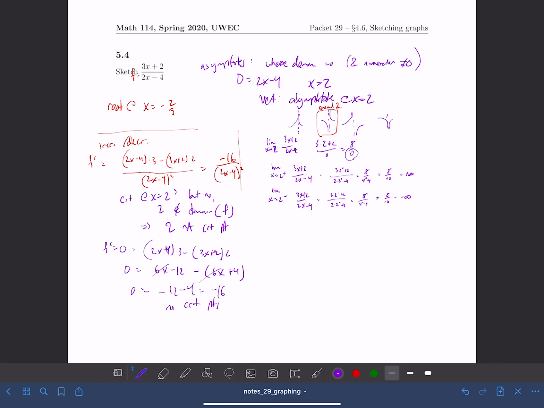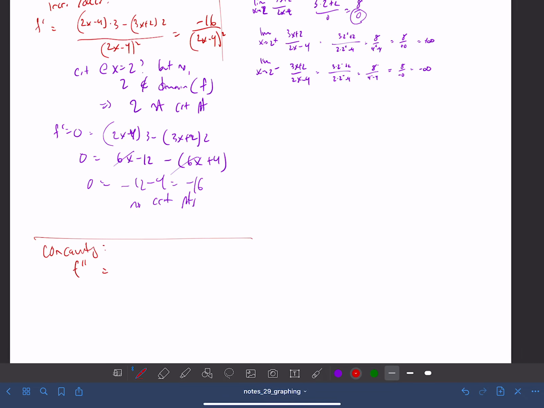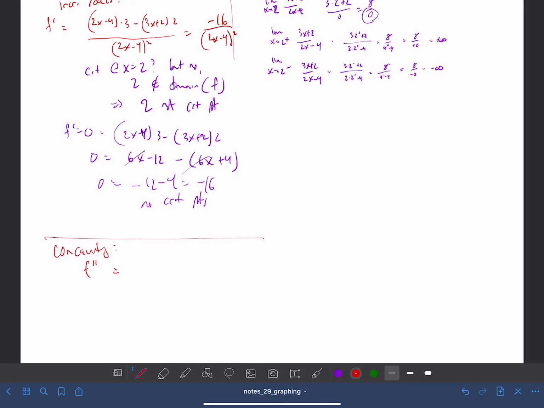Well, I still have this divide at the asymptote 2. And we should probably play with the concavity here also. Let's play with concavity. I need f double prime. There's single derivative, double derivative.